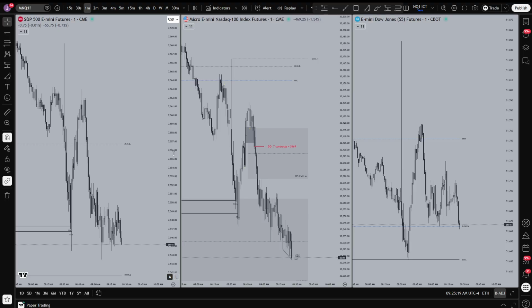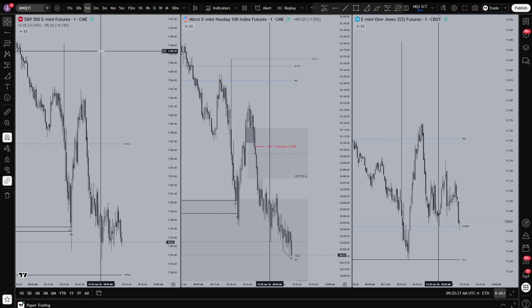Because we got the initial dump overnight, and then we started to consolidate. Then at like 5 a.m., which is technically a London high because London ends at 5, we came up and swept those range highs into the 4 hour there, and now we're rounding off from there. No, I do like shorts, honestly, coming into market open.